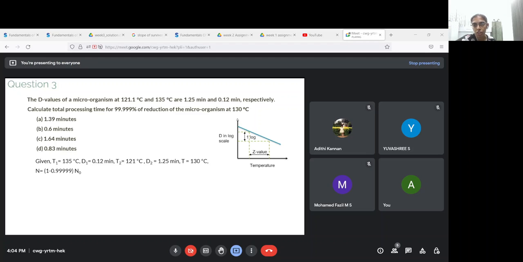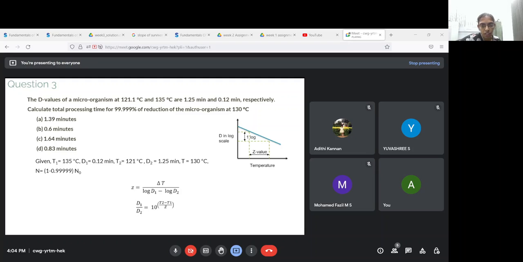If you plot a graph with D in the log scale, not log D, D in log scale versus temperature, you will get a straight line. Let's say this is somewhere around 10 power 3 and this is somewhere around 10 power 4. The temperature that it takes to reduce from 10 power 4 to 10 power 3 is the Z value. So the temperature difference that it takes to reduce by 1 log is called the Z value. From this graph, you can find out that Z is equal to delta T divided by log of D1 minus log of D2.